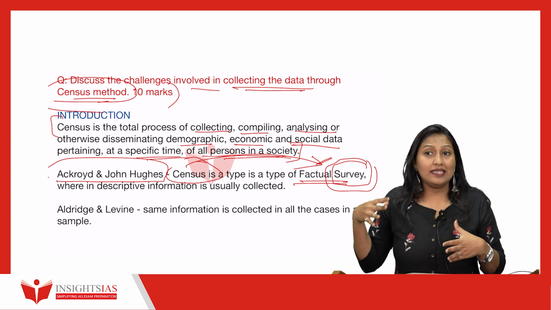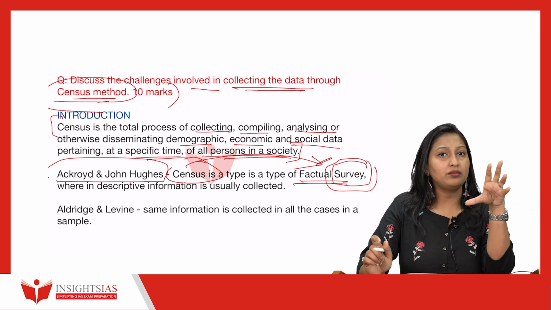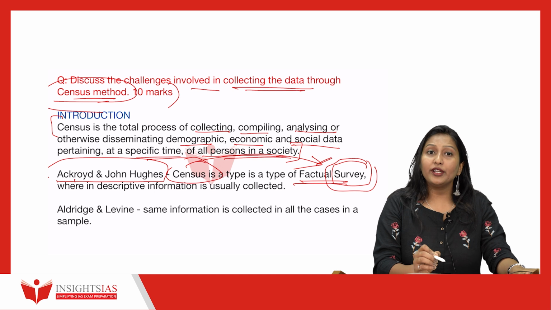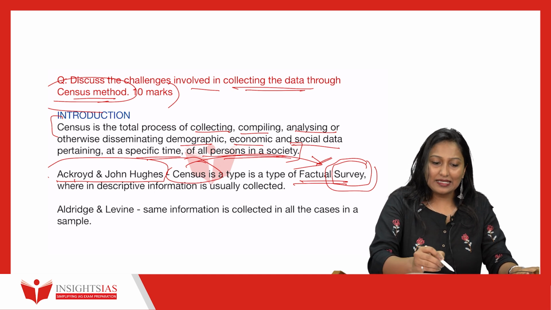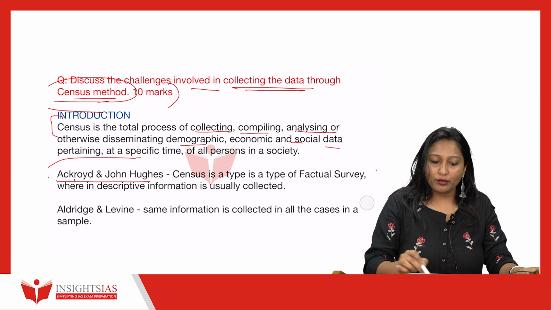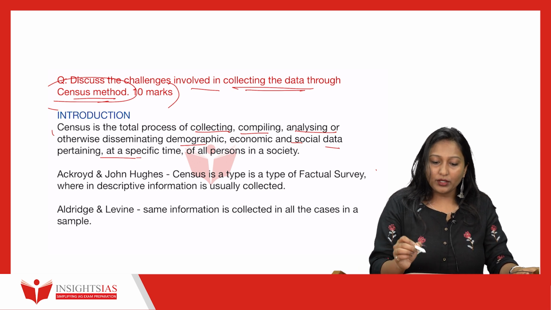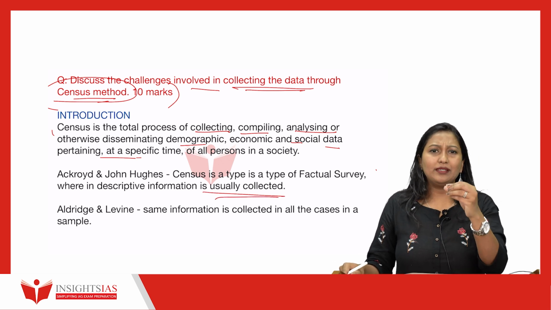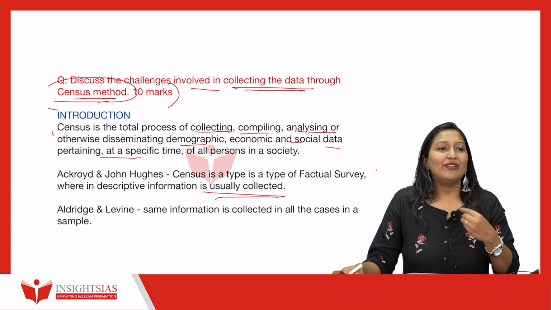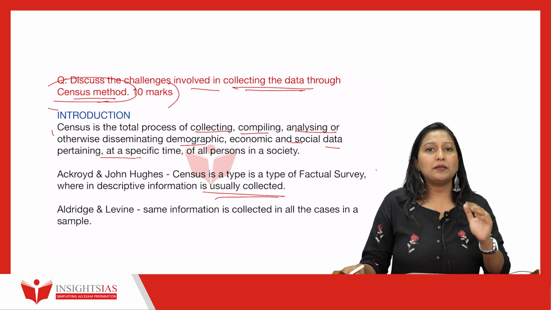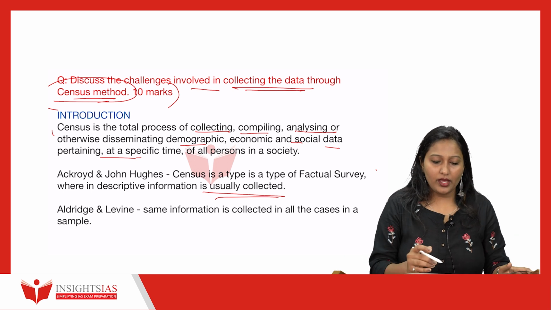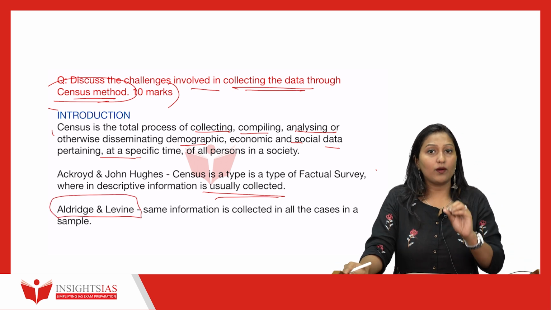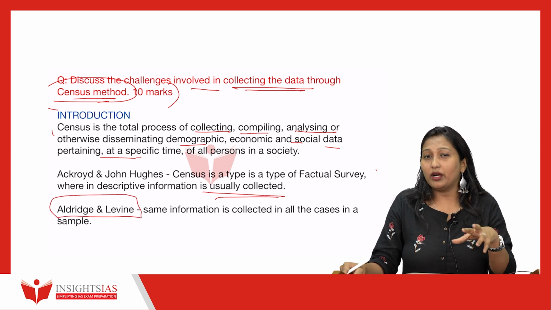This is a sociology answer. You need to put some thinkers. Think of some thinker who has talked about it and then put it here. So Ackroyd and John Hugh have said that census is a type of factual survey wherein descriptive information is usually collected. What type of data will you be collecting? You will be collecting descriptive data, for example, which class you belong to, which caste you belong to, how many members are there in your family, etc. I have taken one more thinker's perspective. What is that? Aldrich and Levine. Aldrich and Levine have also talked about survey.